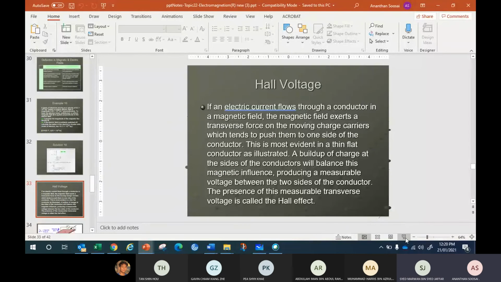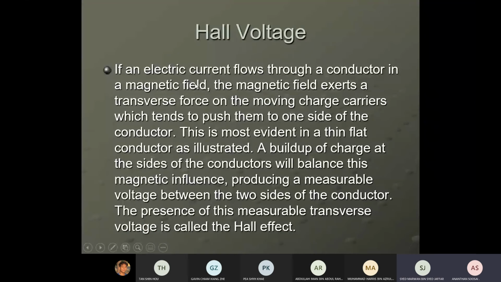Okay, I go to the description. So now read through. Maybe you can understand now the story I elaborated to you just now. If an electric current flows through a conductor in a magnetic field, the magnetic field exerts a transverse force on the moving charge carriers, which tends to push them to one side of the conductor. This is most evident in a thin flat conductor as illustrated.